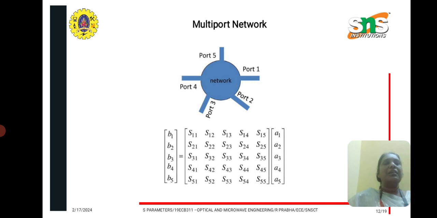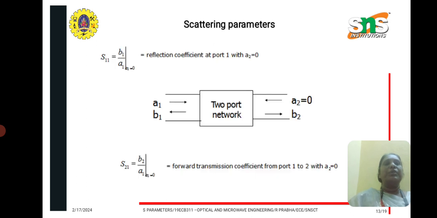For a multi-port network, consider here there are 5 ports. The S matrix can be a 5 cross 5 matrix, from S11, S12, S13, S14, S15 till S55. The B matrix at the left side is B1, B2, B3, B4, B5. And at the right side, the scattering matrix is multiplied by the matrix A, that is A1 to A5. So this is for a multi-port network. In this example, we are seeing a 5-port network.